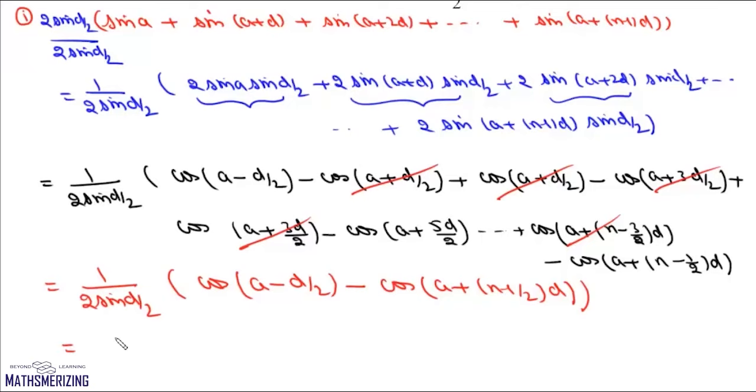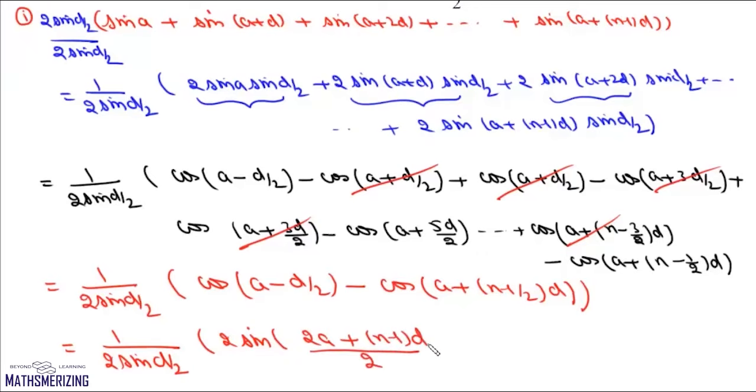So we can write this as 1 upon 2 sine d by 2, and it'll be 2 sine C plus D by 2. Now we'll add them, we'll get 2A plus n minus 1 d whole divided by 2 into sine D minus C by 2. Here A minus 1 by 2 d will cancel. So we'll get this as sine nd by 2. Now we'll cancel this 2 with 2.